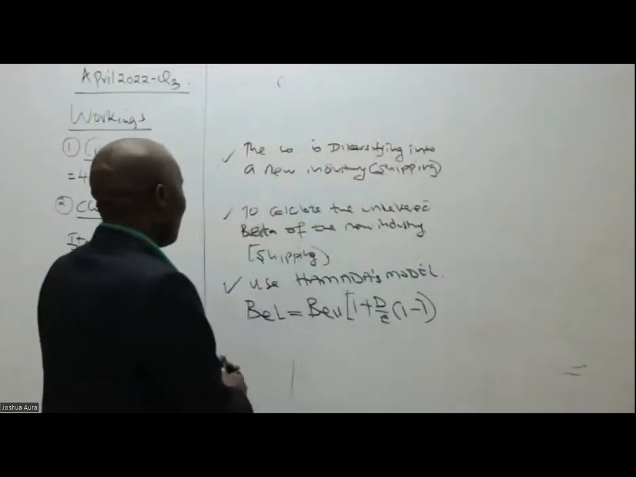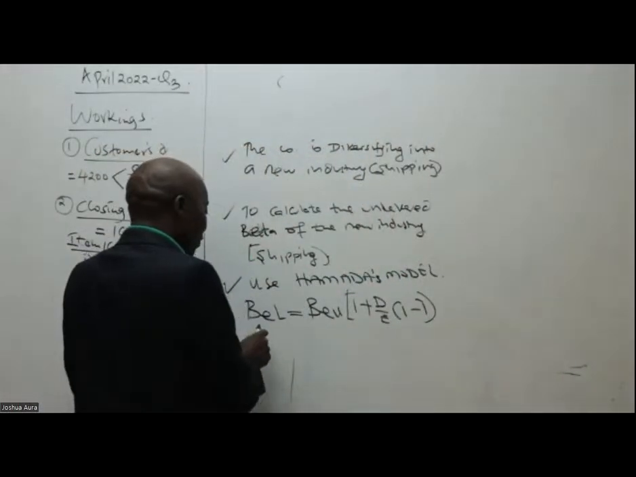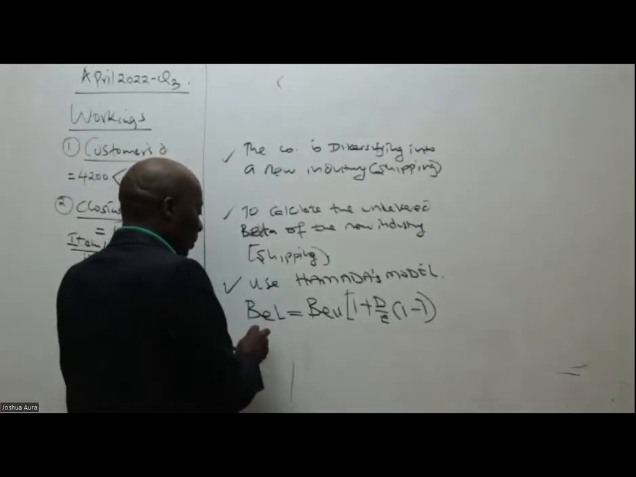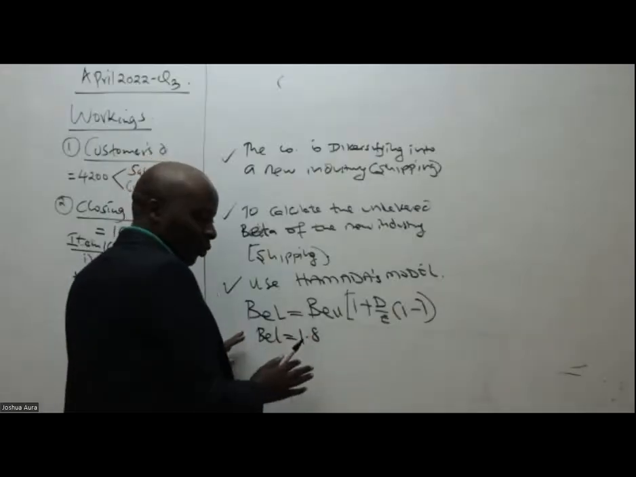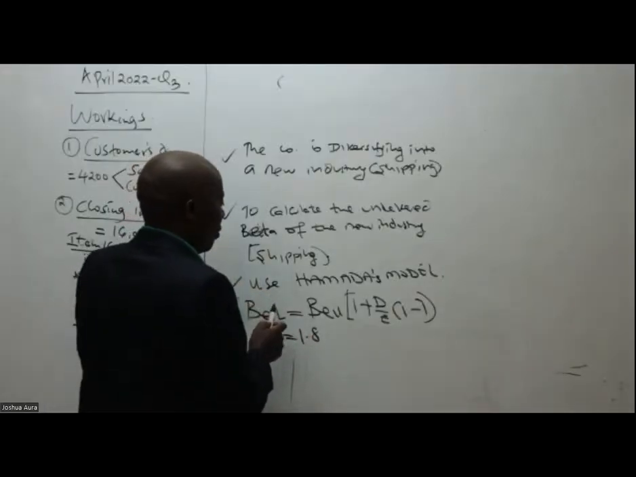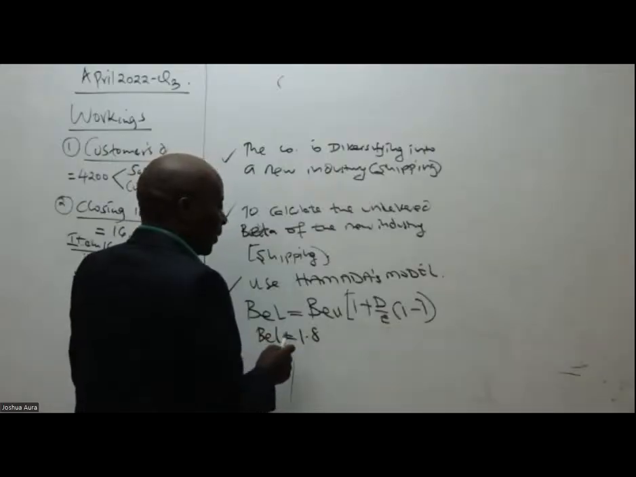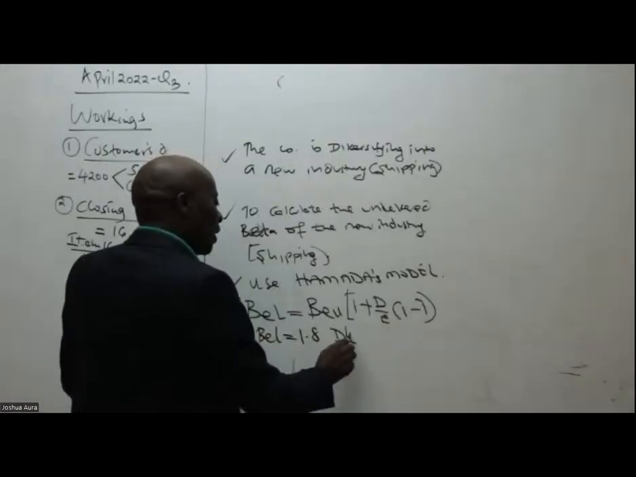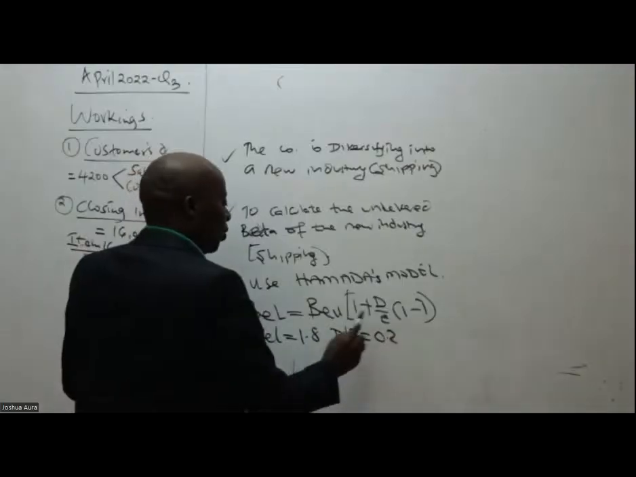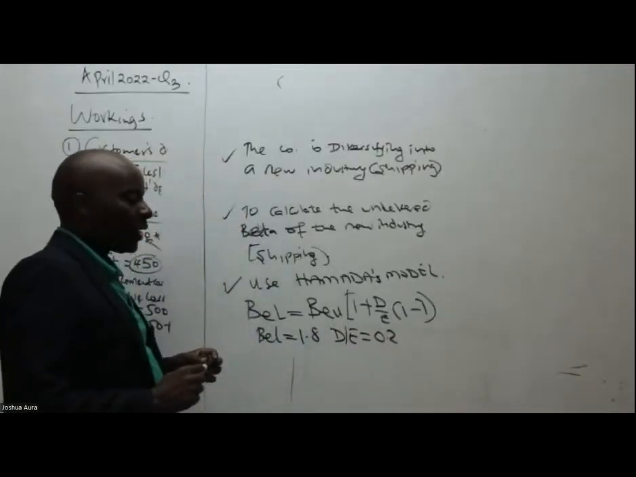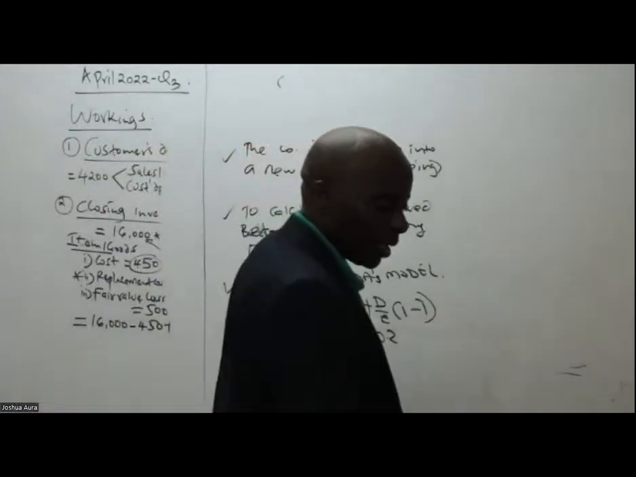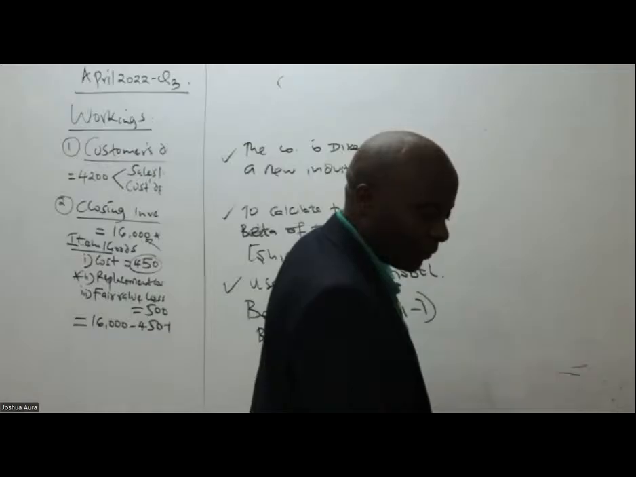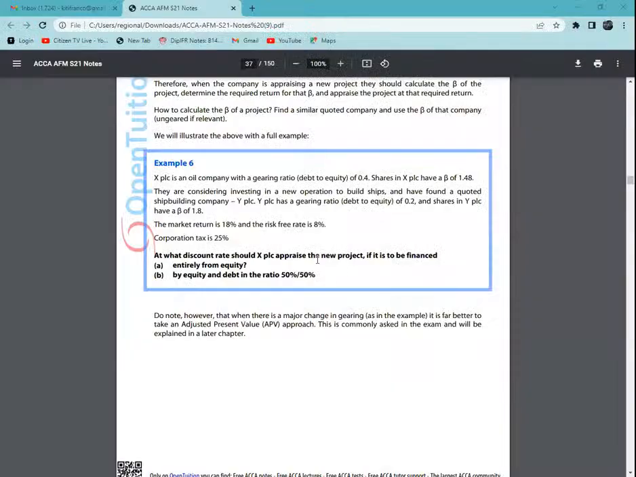So meaning, ladies and gentlemen, they have given us Bell. Bell is beta equity levered, which in this case is 1.8 of the new industry. We're talking of the new industry, 1.8. And fortunately for this new industry, they have given us the debt to equity ratio as 0.2. I'm not guessing here. They have told us debt to equity of this is 0.2.